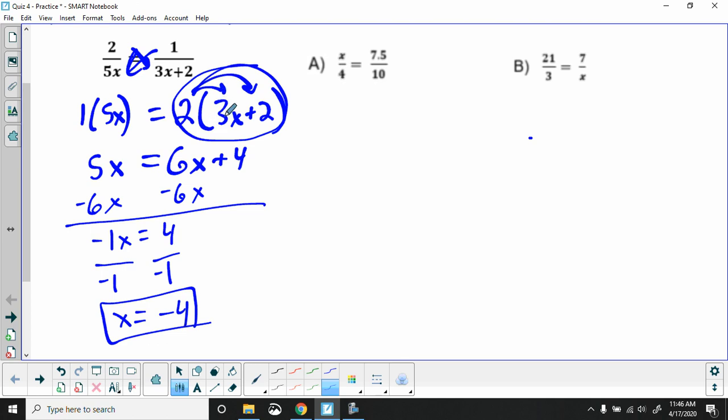So many students will just multiply by the first term, forget all about the second one, and get the wrong answer. These are a little easier. You just cross multiply. So that's 10x. 7.5 times 4.